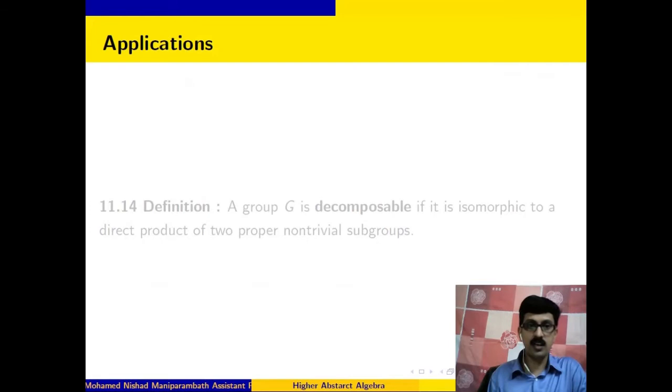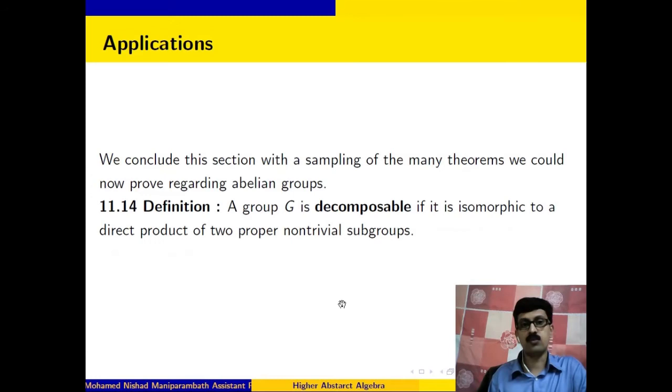Okay, we move to some applications of our fundamental theorem of finitely generated abelian groups. This is the last part of our session. It contains 3 theorems, and for the start, we move to a definition. The definition is related to decomposability. A group G is decomposable if it is isomorphic to a direct product of 2 proper non-trivial subgroups. Then such groups are called decomposable, otherwise that group G is indecomposable.